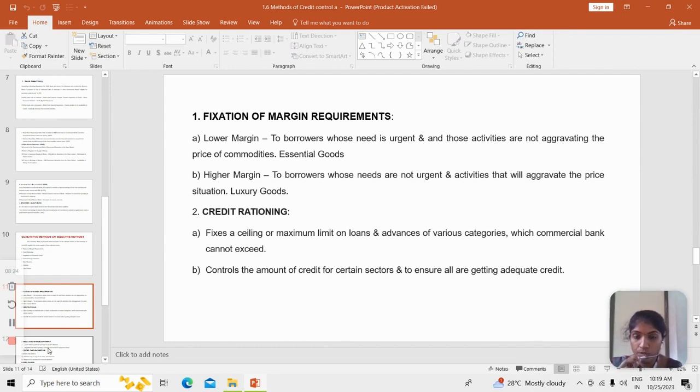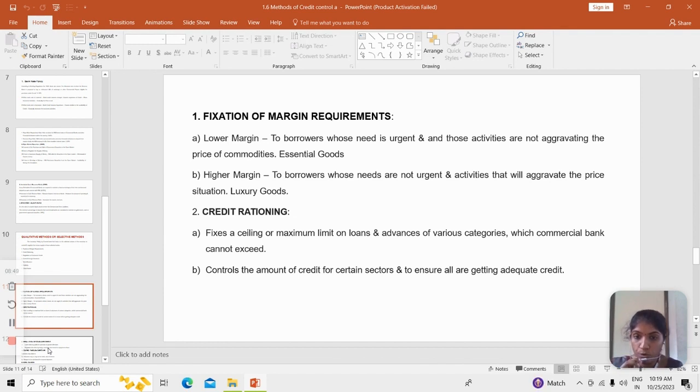So for those borrowers who want to purchase such essential goods that are necessary for their needs, whose need is urgent, the margin, that is the interest rate for such loans and advances to purchase these kinds of essential goods and services, will be lower when compared to other loans and advances.